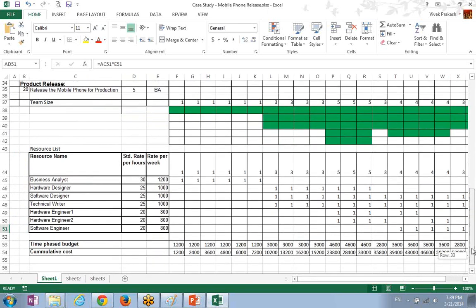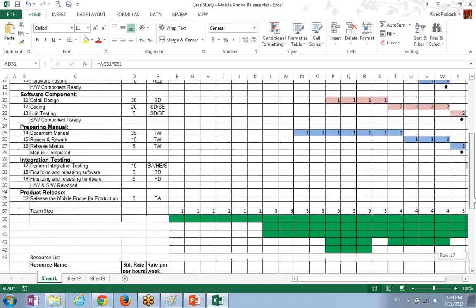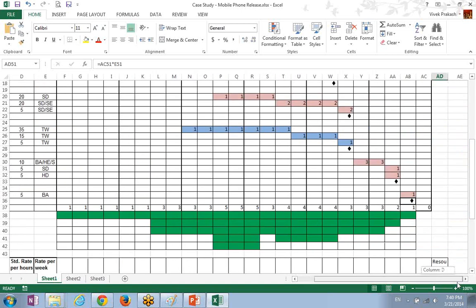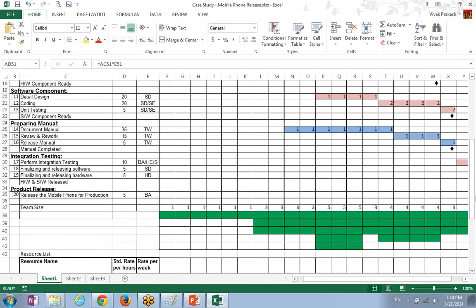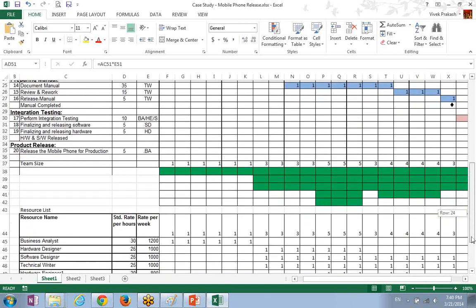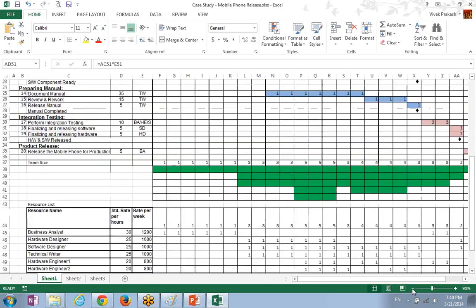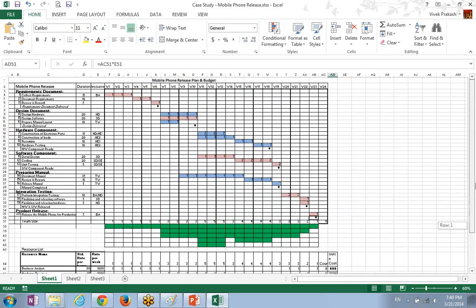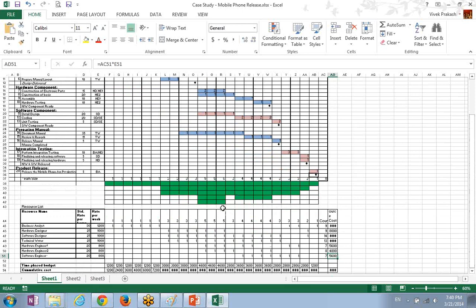So this one sheet will give you a complete idea about the schedule, the resource loading and the budget. Right? So you may try out a similar approach. If you are using Microsoft Project or a similar tool, this budget and resource loading will be available in different views.